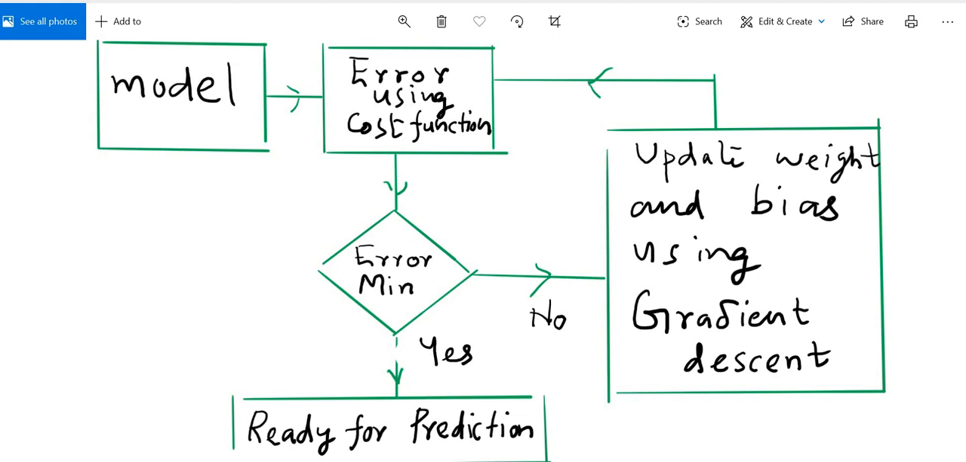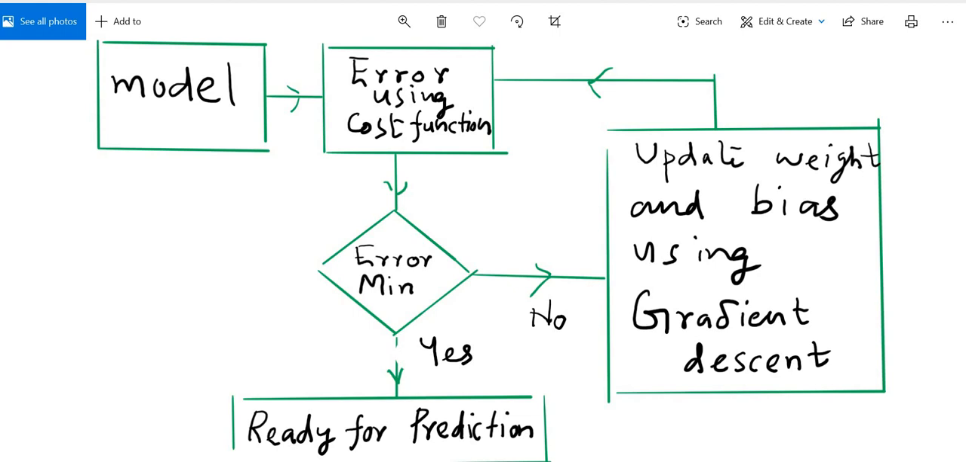You need to update the weights and biases using the gradient descent algorithm, and again calculate the error using the cost function and repeat it. So this is the complete representation of the back propagation algorithm in a simple block diagram.